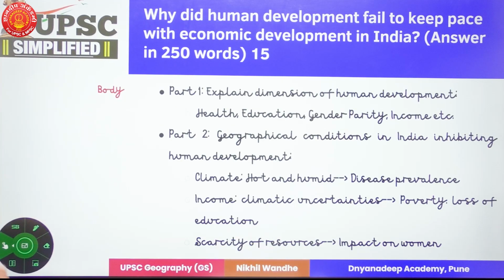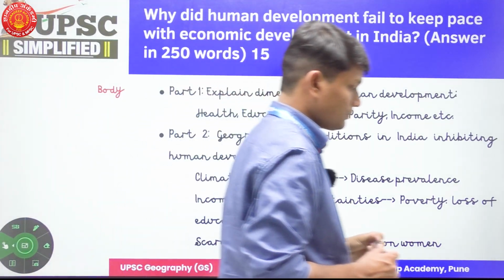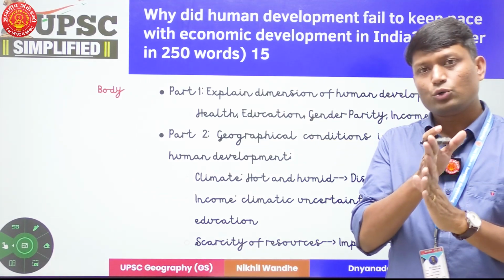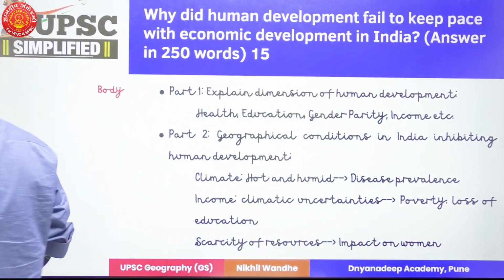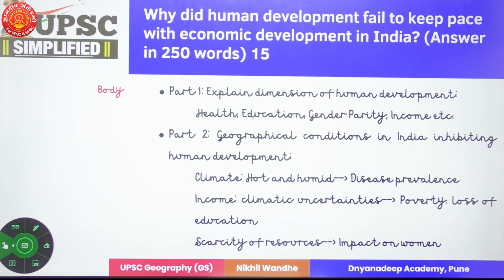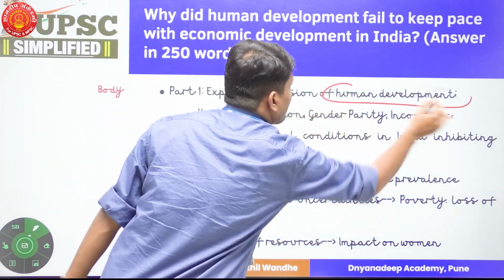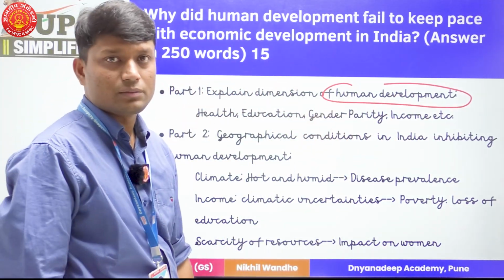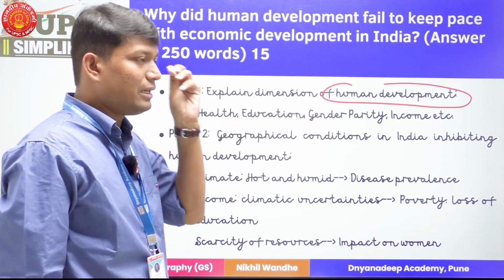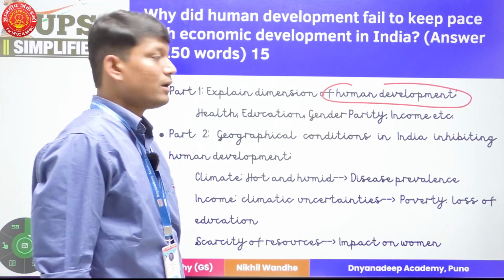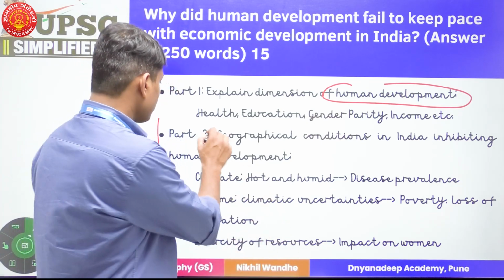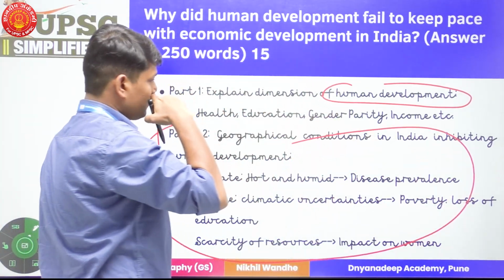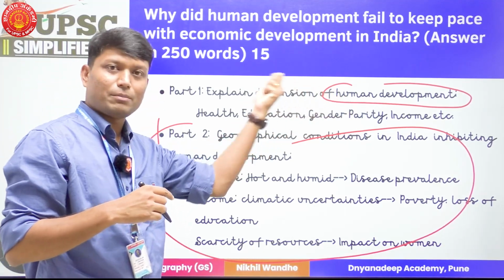Now moving further, I'll start with the body part. Again, as usual, I have split the body into two parts, part 1 and part 2. Part 1 here has not been asked, right? Look at part 1. I have mentioned that you have to explain human development. Unless you provide a little bit of detail on human development, whatever you write next holds as such no meaning. To give your part 2 a proper context, I am providing dimensions of human development in part 1.